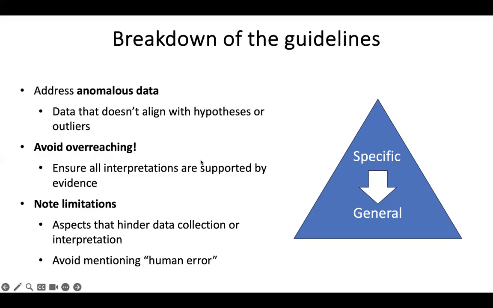And then lastly, it's also important to discuss limitations in your study. The limitations you discuss should be limited to things such as aspects of the experimental design or data collection, something of that nature. Pretty much all science is done by humans, and so discussing human error as a limitation is not viable, because all science has some component of human error in it.